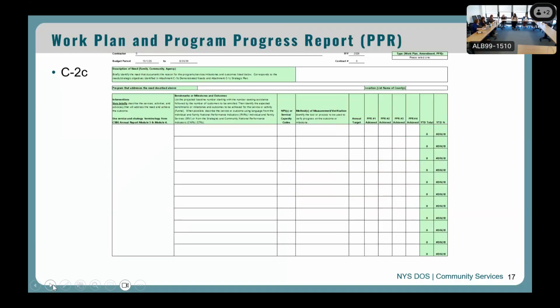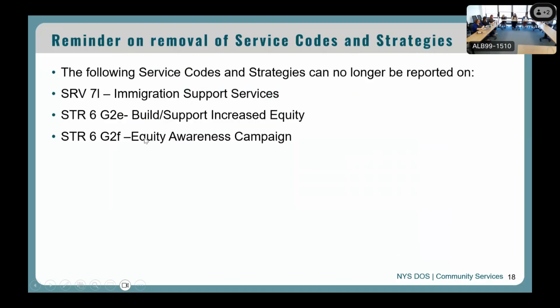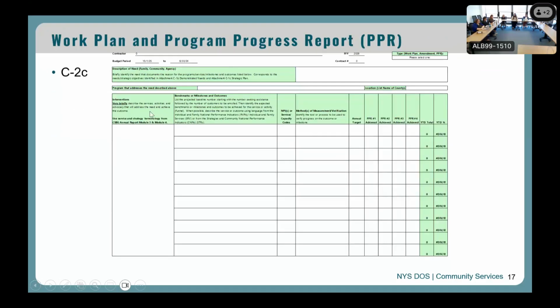Work plan and program progress report, C2C. Up at the top on the right-hand side, next to the description, we need you to identify the need that documents the reason for the program services milestones. Then you're going to enter the name of the program that's addressing the need. List the name of the county being served. Under intervention, very briefly describe the service, activities, and advocacy that will address the need and achieve the outcome. Under benchmark, list the projected number of participants seeking assistance, then identify the expected benchmarks or milestones and outcomes to be achieved for the service or activity.